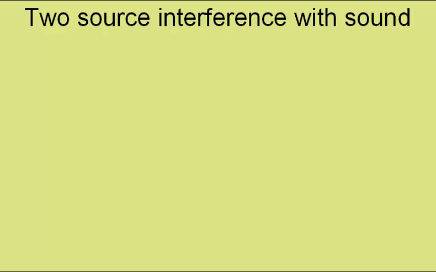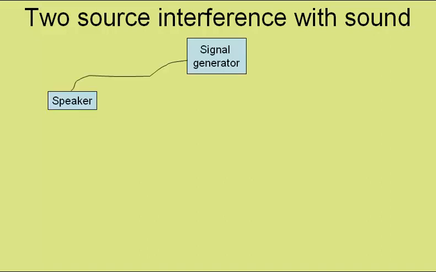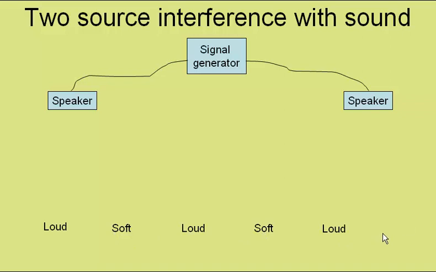Of course, we experience two-source interference whenever two coherent waves meet. For example, with sound, we can have a signal generator connected to two speakers. If we go along here, we would find the sound would be loud, then softer, loud, then soft, loud, then soft, and so on. The speakers are like the slits in the previous experiment, and a loud region is like a bright fringe, the soft region like a dark fringe.